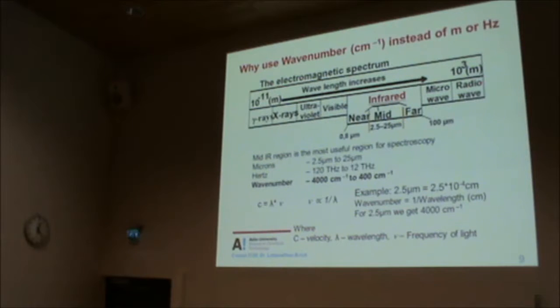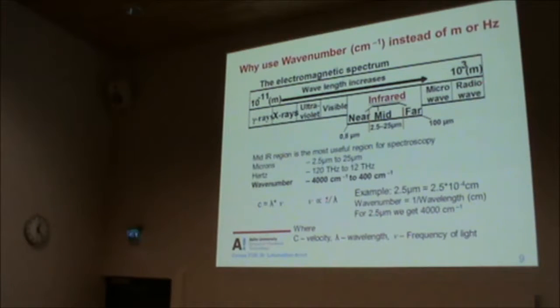Here is an example of how this centimeter inverse, the wave number, is calculated. Now the velocity of light is lambda multiplied by the frequency, the wavelength multiplied by frequency, and the frequency is inversely proportional to wavelength. Quite obvious. Let's take an example. Let's take the wavelength of infrared radiation that has 2.5 micron wavelength. Now that corresponds to 2.5 times 10 to the power minus 4 centimeter.